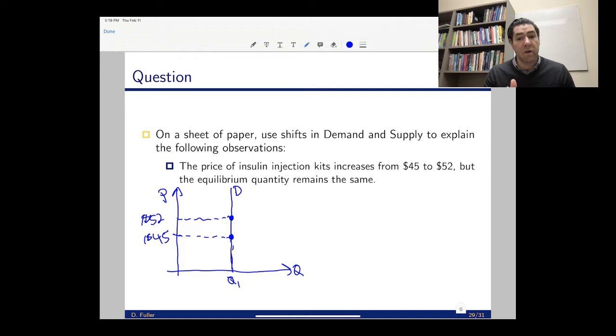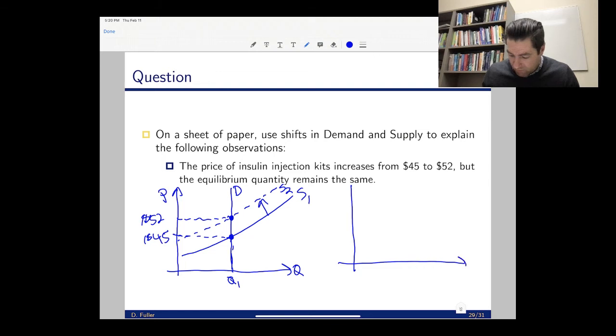So if I have this, what we call perfectly inelastic demand curve, it's straight up and down, then what happened was supply decreased. That's one possibility, right? A vertical demand curve with a decrease in supply. That would cause the price to go up while the quantity remained the same, right? So perhaps it got more expensive to make the insulin injection kits, right? Maybe the insulin increased, or the materials that go into the kit increased in cost, caused supply to decrease. That's one possibility. What's another possibility?